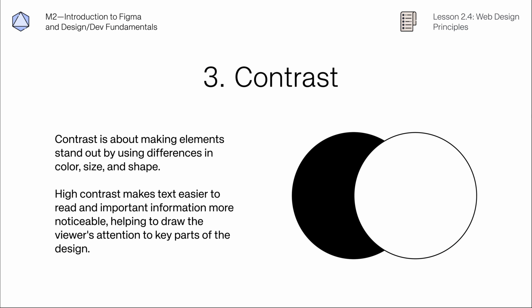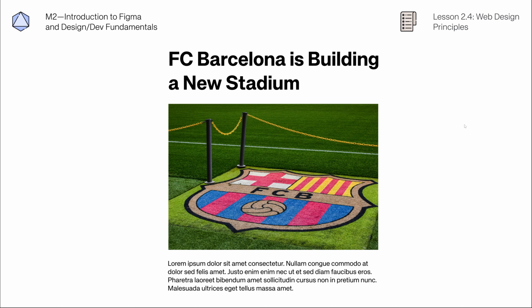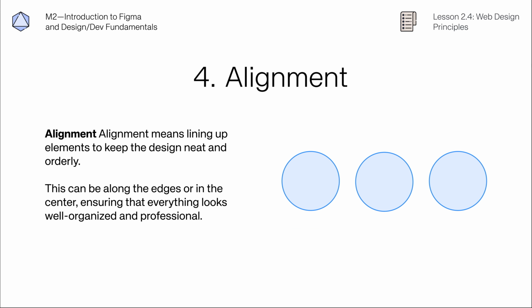Number 3 is contrast. Contrast is about making elements stand out by using differences in color, size, and shape. High contrast makes text easier to read and important information more noticeable, helping to draw the viewer's attention to key parts of the design. For example, on a news website, headlines are often in bold black text on a white background. And this high contrast makes the headline stand out and easy to read, drawing attention to the most important information first.